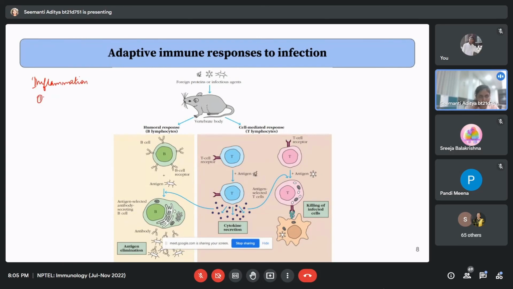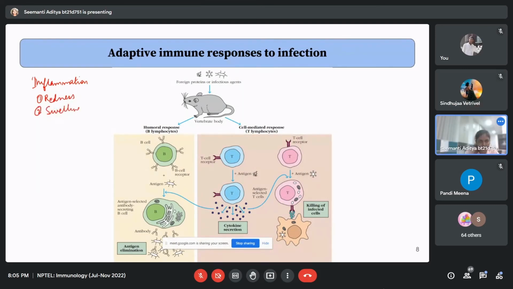The inflammation is associated with redness, swelling, heat, and what was the last one? Redness, swelling, heat. One second, let me check. Redness. So another one was there. I'm not able to recall. So these are some characteristics of inflammation.